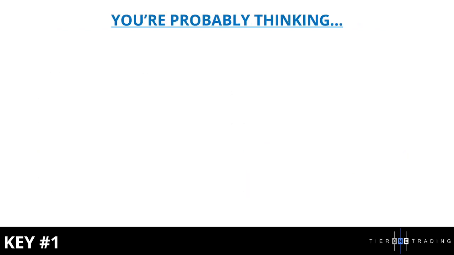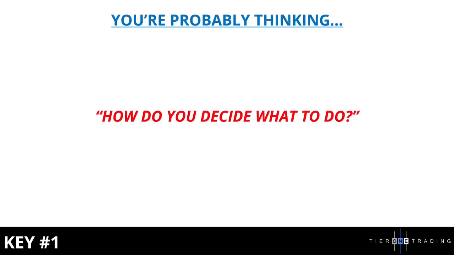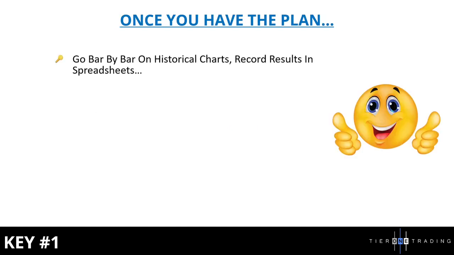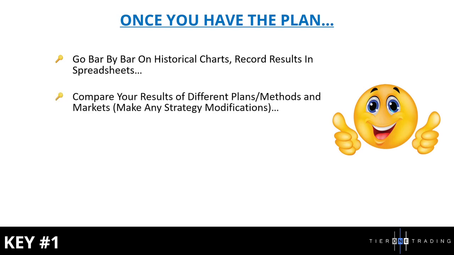Now, you're probably thinking, how do you decide what to do? I'm sure some of you have been putting these comments in the chat throughout the week. What do I do? What do I do? I don't know. What do I do? How do I decide? Now, once you have the plan, okay, you go bar by bar on historical charts. You record the results in spreadsheets. You compare your results of different plans, methods, and markets. Make any strategy modifications that you need to. And then you decide on your final strategy method, the plan overall, and based on the results, what portfolio or markets you're going to trade.